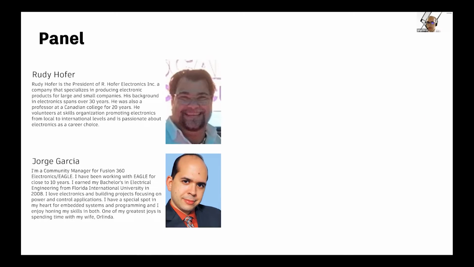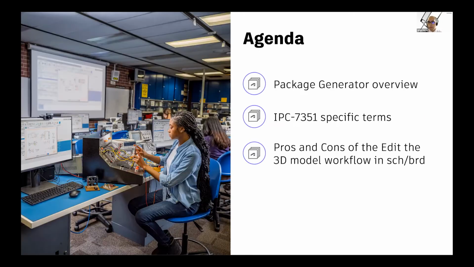So we look forward to talking about the package generator. I'm just going to show you a brief agenda of what we're going to be going over. We're going to talk about the package generator, what it does for you, how it works. Then we're going to highlight some terms that maybe if you've already played with the package generator, maybe you saw them and you just left them alone, didn't play with them. But we're going to go into them, specifically some of these specific IPC 7351 land pattern designations and things like that. And then we're going to end by going over the pros and cons of the Edit 3D model workflow, since this is one that leverages the package generator very heavily. So with that said, I'm going to stop sharing my screen. So we're going to stop with the PowerPoint.